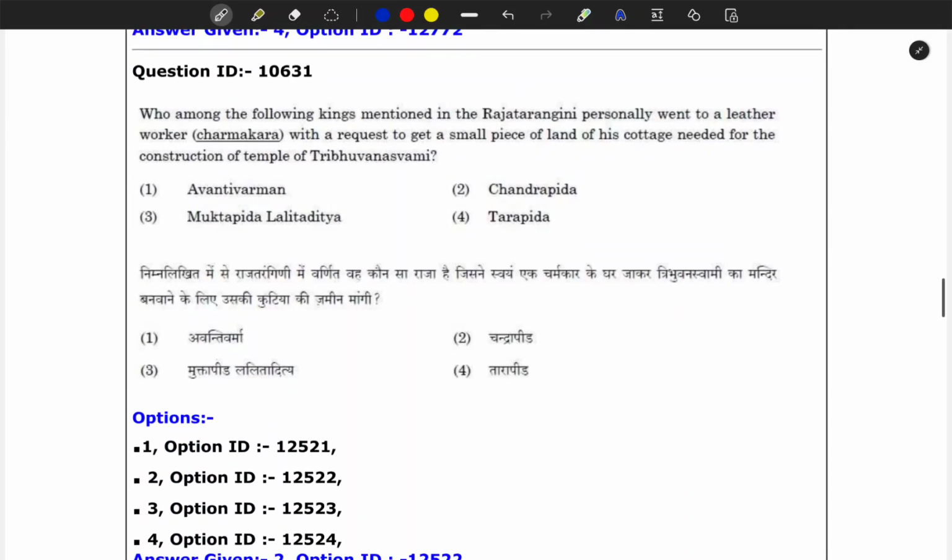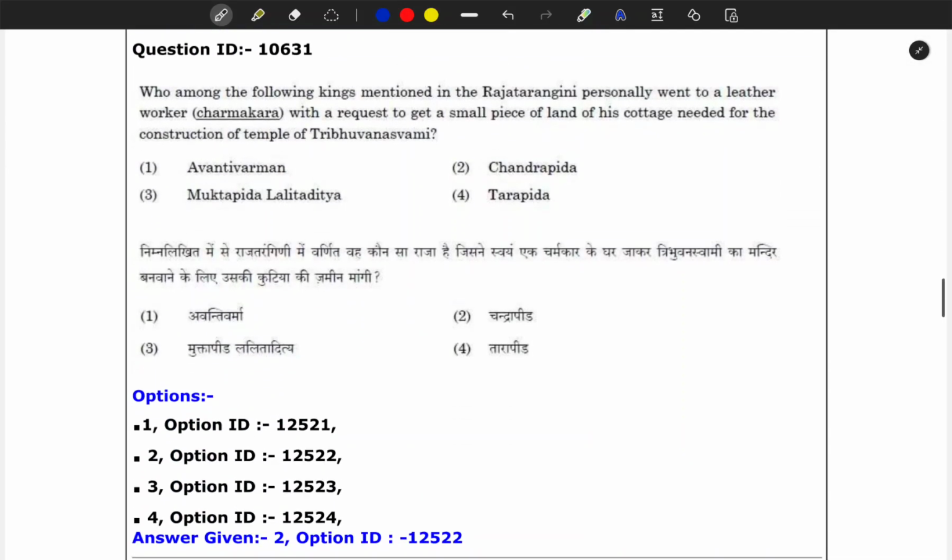Here, who among the following kings mentioned in Rajatarangini personally went to a leather worker, Charmakara, with a request to get a small piece of land of his cottage needed for construction of the temple of Tribhuvana Swami? Let me see what the options are.